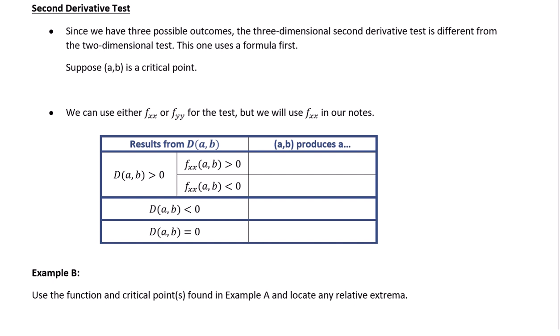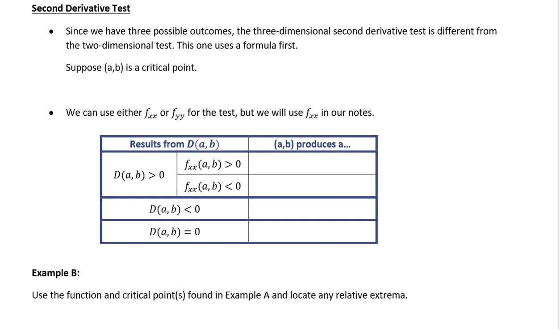Now we have the second derivative test, or really we should call it the second order derivative test. Since we have three possible outcomes, the three-dimensional second order derivative test is different from the two-dimensional test. This one uses a formula first. So let's suppose we have found the critical point (a, b).